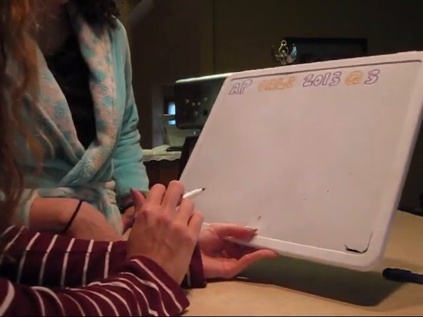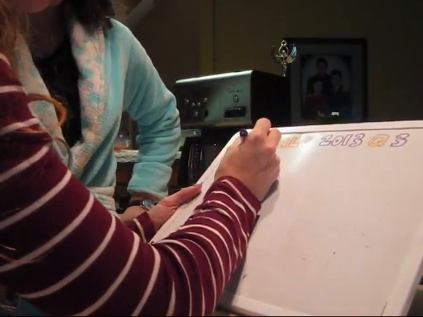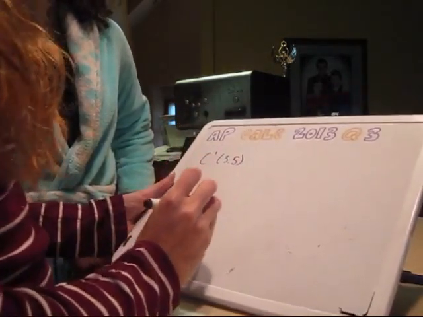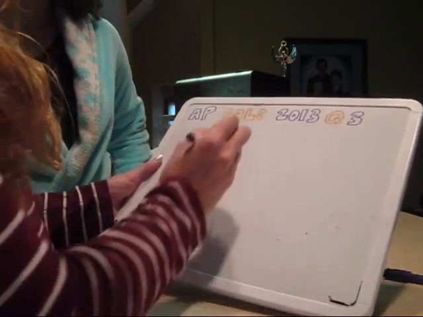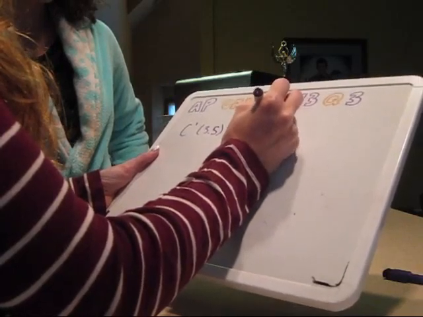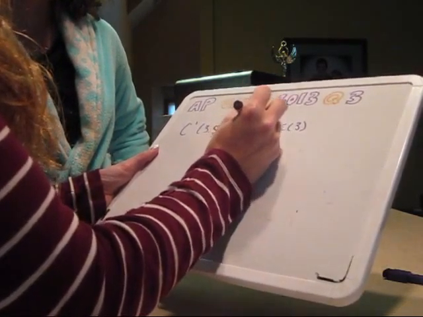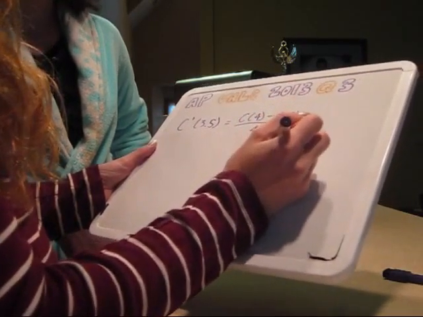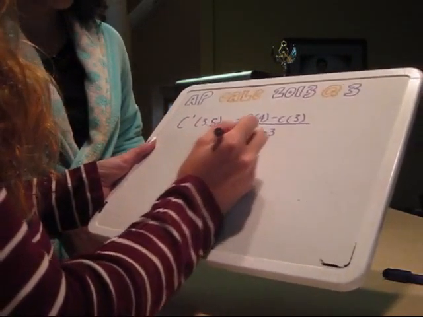All right, so first we want to approximate C prime at time 3.5. Now in order to do this, we want to use AROC, or the average rate of change, of the values that were given in the table of 3 and 4, since 3.5 is right in between 3 and 4. So Carly is going to take C of 4 minus C of 3 over 4 minus 3 in order to approximate the derivative of C at time 3.5.